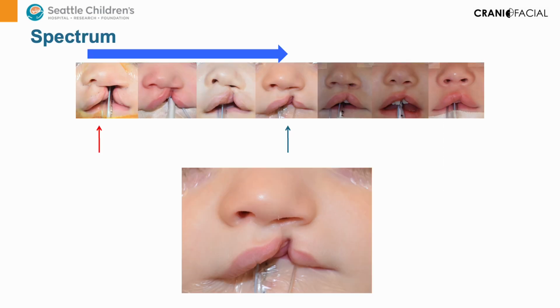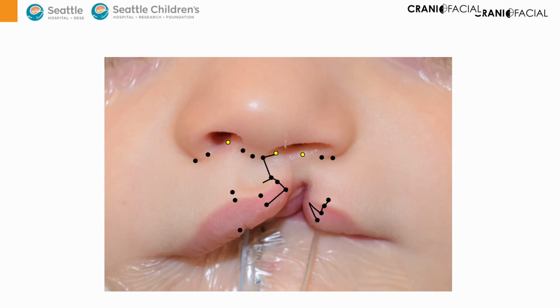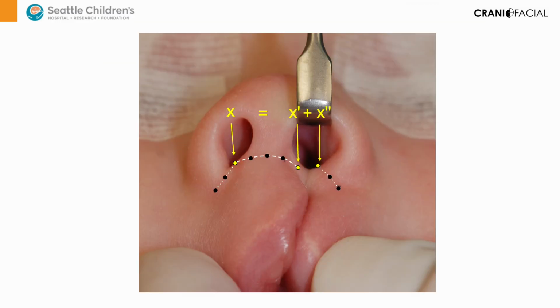Now, if we move out the other direction along the spectrum of presentation, we can look at a child with an incomplete cleft lip. Again, we identify the points along the nasal sill, as well as the Cupid's bow and Noordhoff point. This helps to define the 2 points of closure along the nasal sill that we need to bring together to produce the nose that we want.